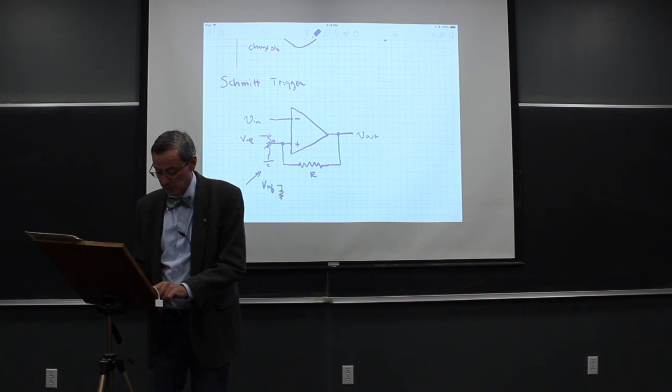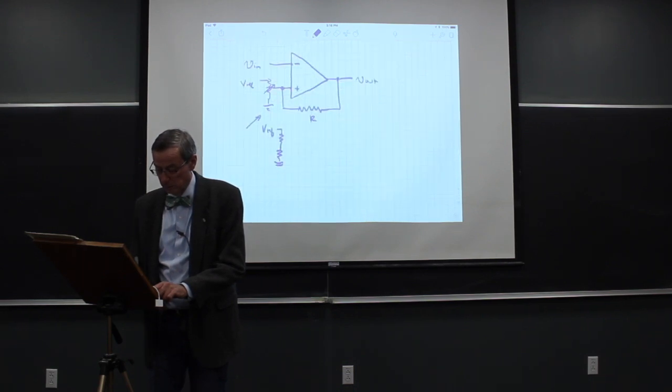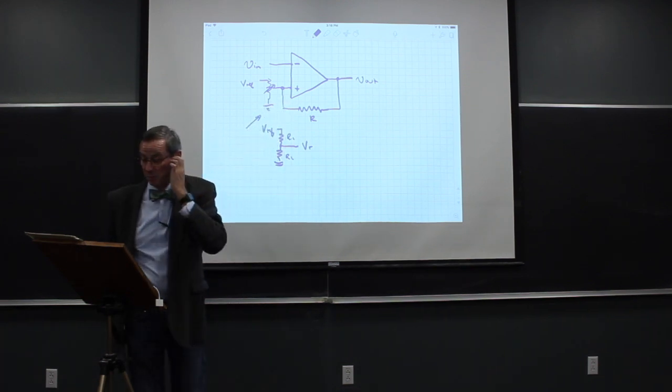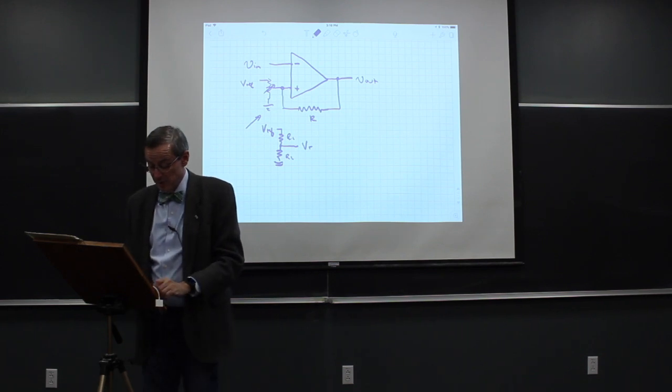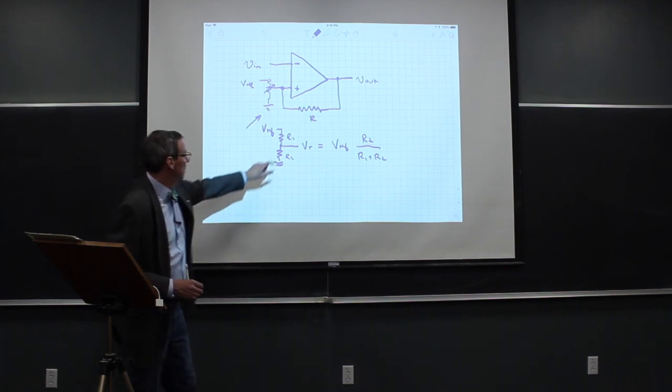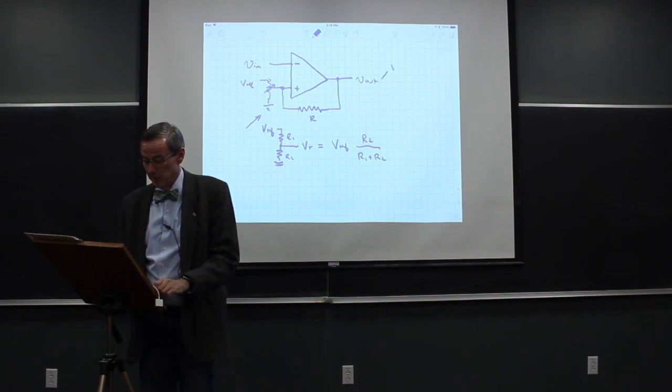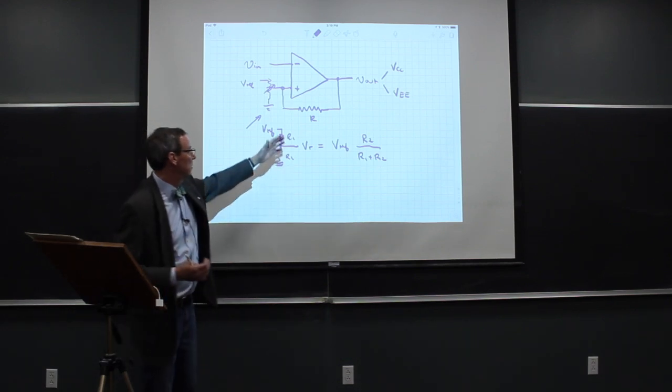Vref with some R1 and R2, and there's some VR that comes out and goes basically to the positive input there. And nominally that VR is simply going to be Vref times R2 over R1 plus R2, just a voltage divider equation. So we have this nominal VR here. Vout, we know, can either be VCC or VEE. There's two possible values there.